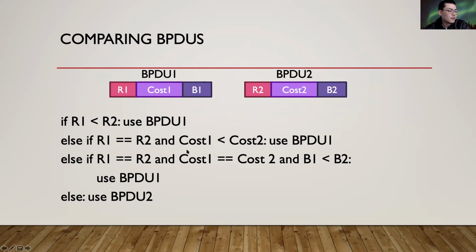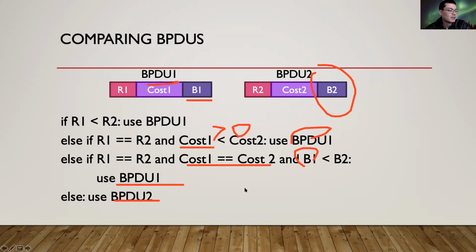So if this bridge's cost is shorter, I will choose this one. If they are equal, like both are 2 hops, I will still choose B1 if B1 has a smaller bridge ID. And finally, if none of these hold, I will choose B2. Now, it could be that cost 1 is larger than cost 2, so cost 2 is better, or the bridge ID of B2 is better.